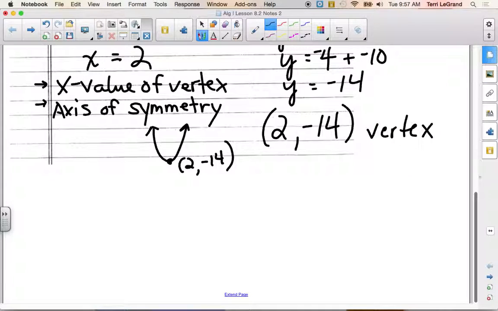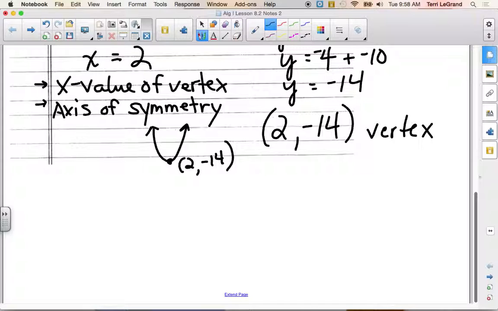Minimum. This one would have a minimum, and what would the minimum be? 14. What's the minimum? Negative 14. It's just the y value, remember? Just the y value of the vertex gives us the minimum, the lowest y value. What's the domain of this one? All real numbers. What's its range? Y is greater than or equal to negative 14. All the stuff that we can now tell about this quadratic function.